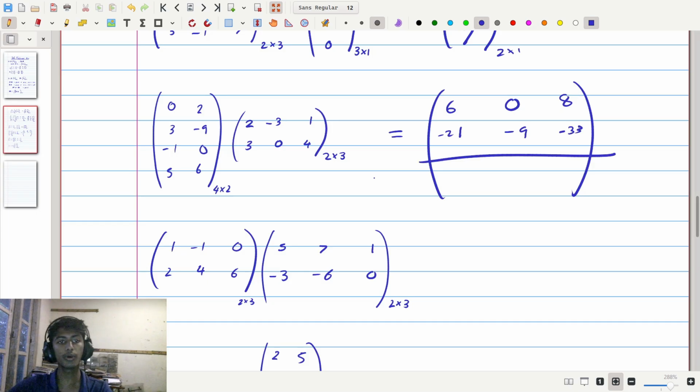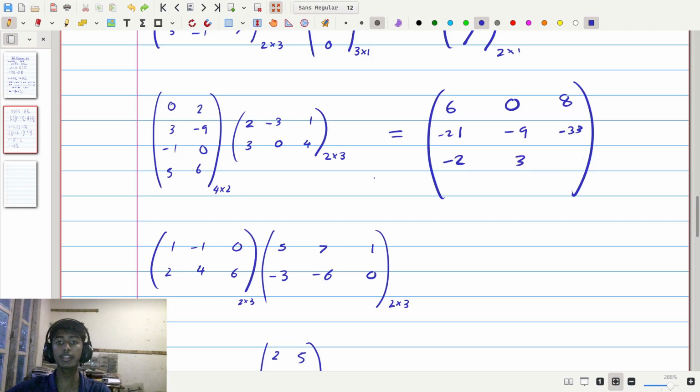Moving on to the third row, we have third row times first column, which is negative 1 times 2, which is negative 2, and 0 times 3, which is 0. So we have negative 2, which means the element here is negative 2. Moving on, the next element is going to be this times this, which is negative 1 times negative 3, which is positive 3, and 0. So therefore we have positive 3. So we can just write 3.